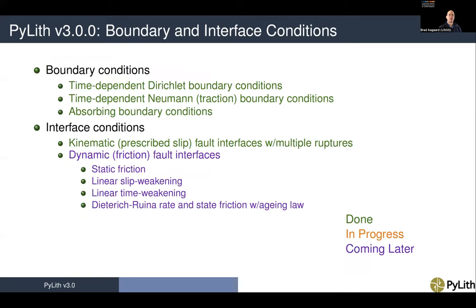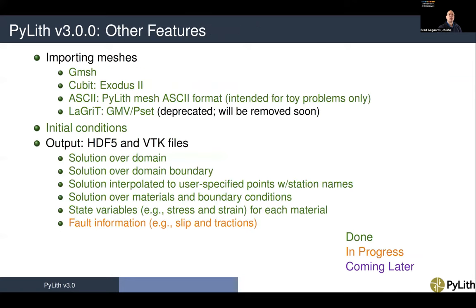Boundary conditions, we have time-dependent Dirichlet boundary conditions, time-dependent Neumann boundary conditions, and absorbing boundary conditions. For the fault, we have prescribed slip. Those are also sometimes referred to as kinematic ruptures on the fault interfaces with multiple ruptures. And as I mentioned, the fault friction will be coming soon. We can import meshes from Gmsh, from Cubit via the Exodus II file, ASCII files, as well as LaGriT. And now that we can import meshes from Gmsh, we plan to deprecate the LaGriT importing because we haven't used it in several years.